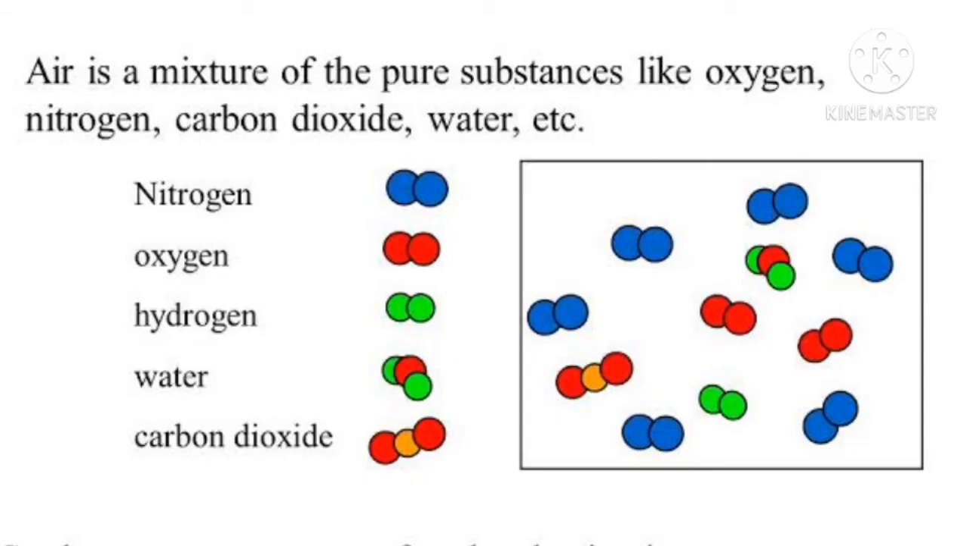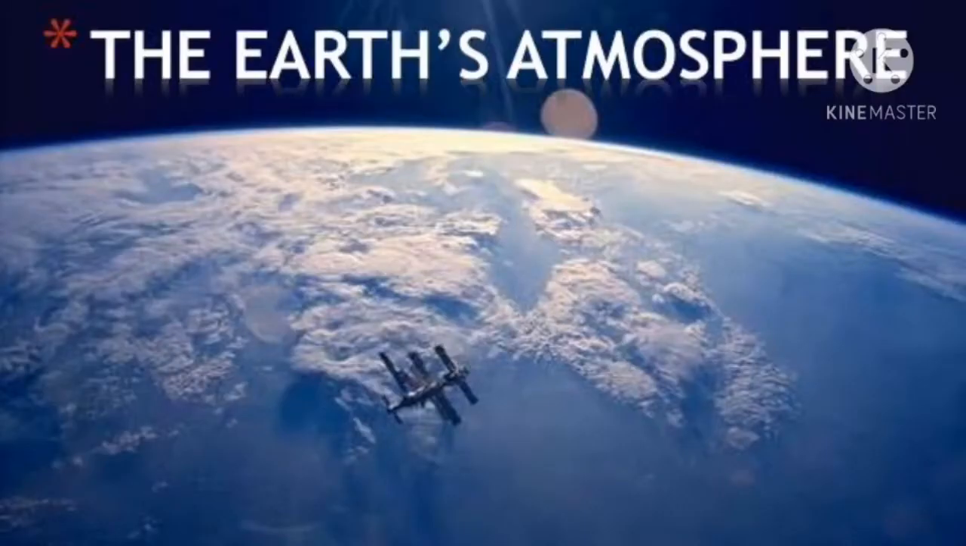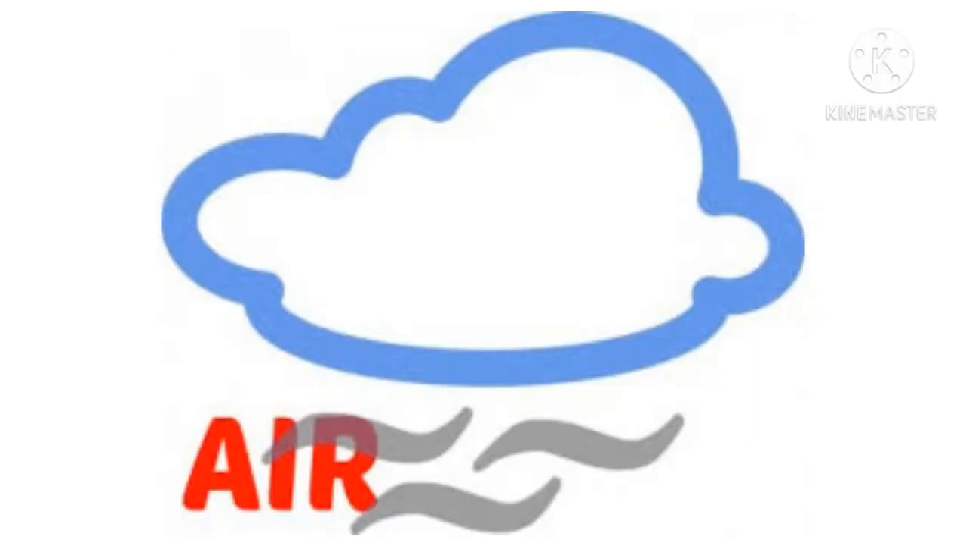Air is a mixture of various gases like nitrogen, oxygen, carbon dioxide, etc. It also contains water vapor and dust. The blanket of air that surrounds our earth is called the atmosphere. The layer of ozone in the upper part of the atmosphere protects us from the sun's harmful rays. Air is invisible, but you can feel it and cannot live without it.